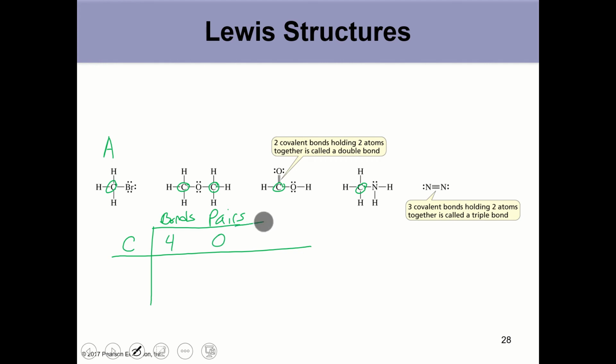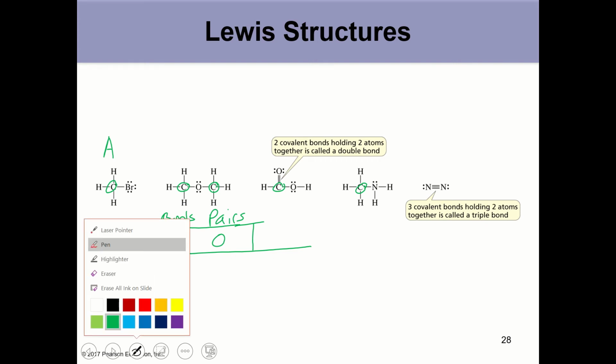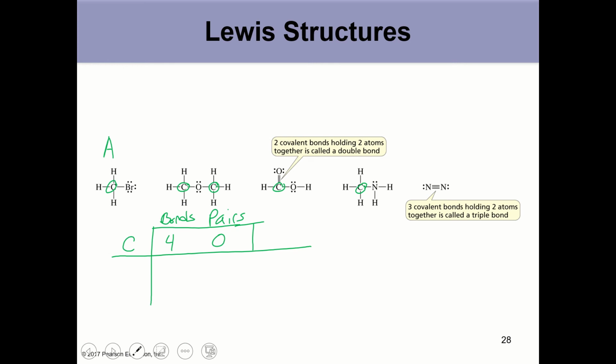In structure B, we can count each individual. Let's see. So 1, 2, 3, 4 bonds, no pairs. 1, 2, 3, 4 bonds, no pairs. So 2 single bonds, 1 double bond, that's a total of 4, no lone pairs. 1, 2, 3, 4, 4 bonds and no lone pairs.